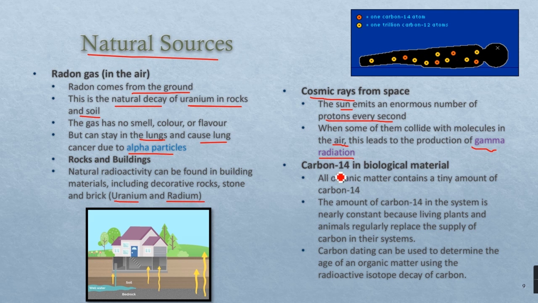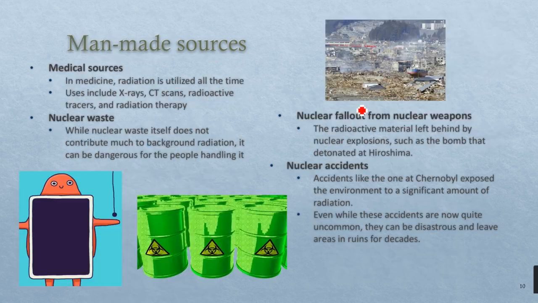And lastly, we can talk about carbon-14, which exists in all biological matter that inhales carbon-14 into their organic matter, and then that amount is usually constant because they exhale and inhale a regular supply of carbon in their system. However, when they die and start decaying, we can use that carbon to date their age by knowing the leftover amount inside their matter.